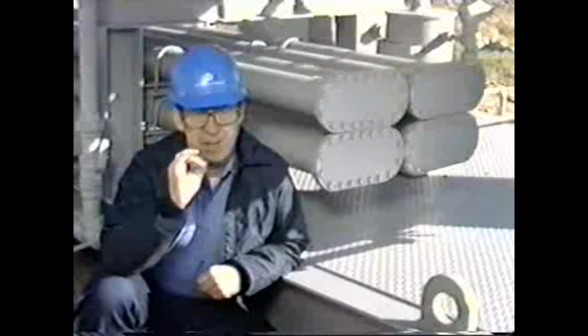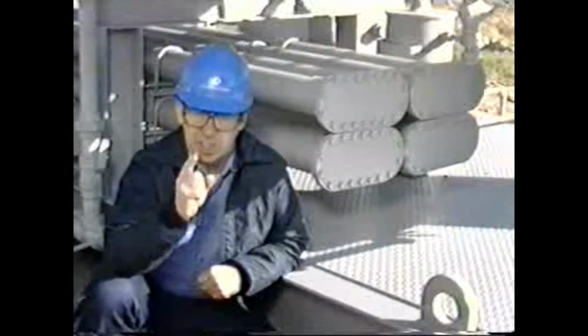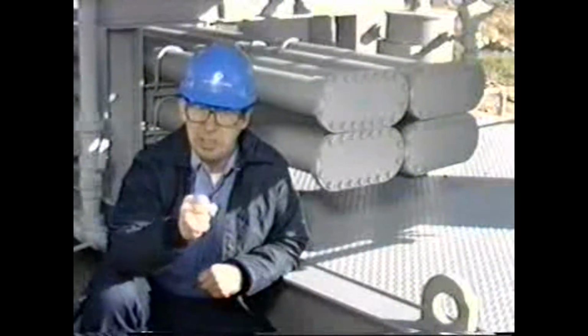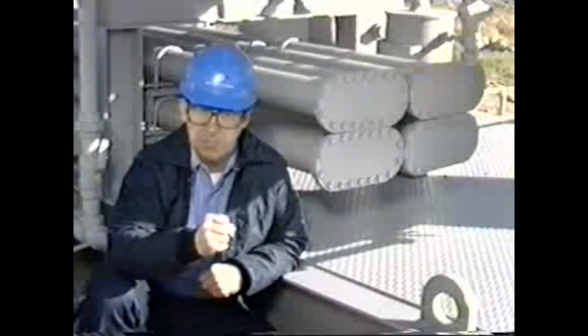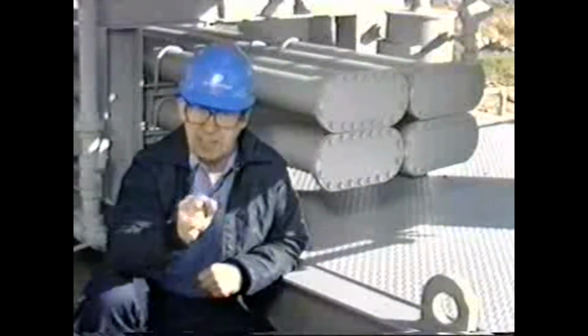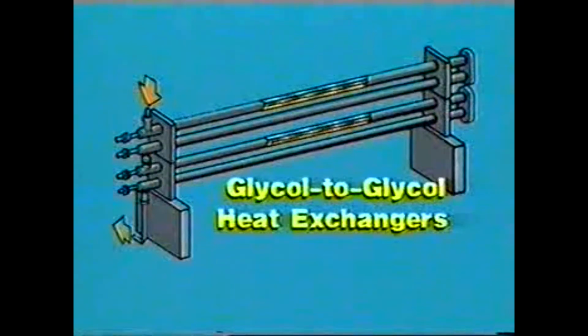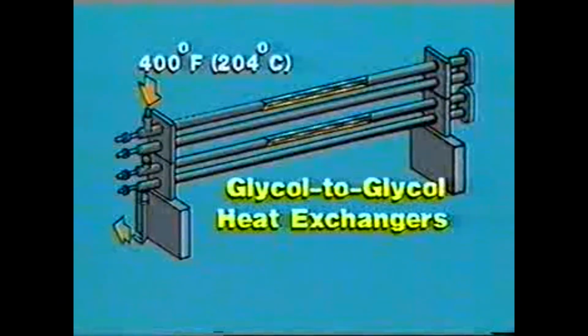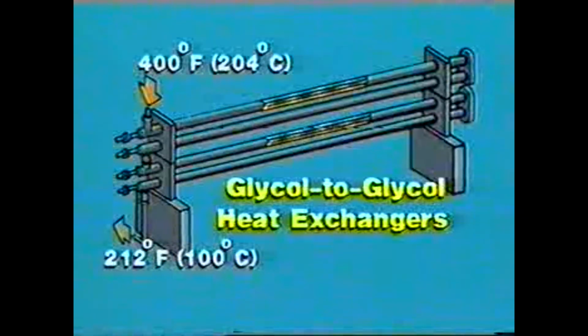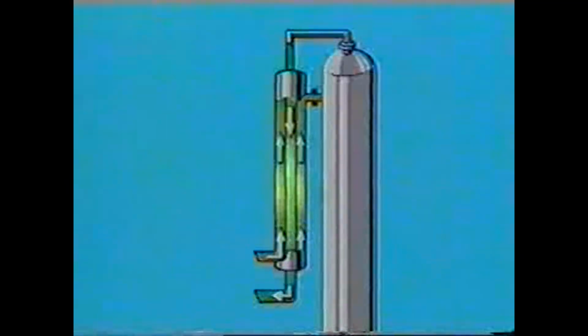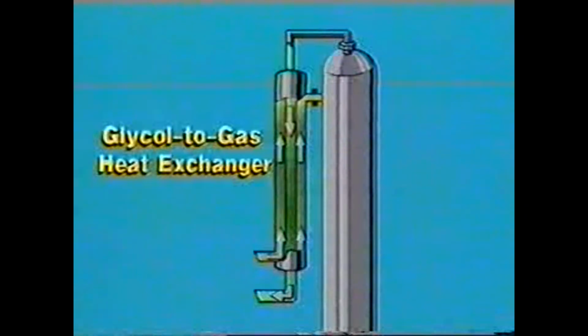The heat exchangers are very important in the overall operating efficiency of the dehydration unit. They substantially reduce the amount of heat required by the reboiler and allow maximum gas drying in the contactor. The first stage of glycol cooling occurs in the glycol to glycol heat exchangers. These two heat exchangers cool the lean glycol coming from the surge tank at 400 degrees Fahrenheit to a temperature of 212 degrees Fahrenheit. The final stage of lean glycol cooling occurs in the glycol to gas heat exchanger.